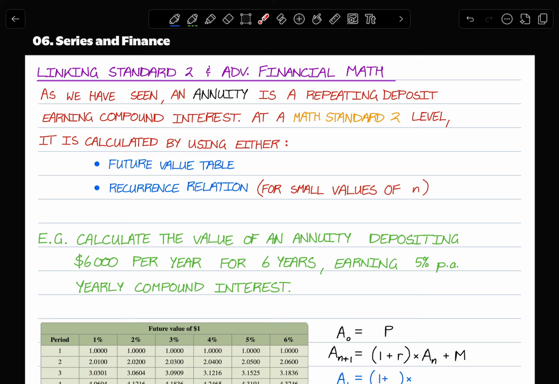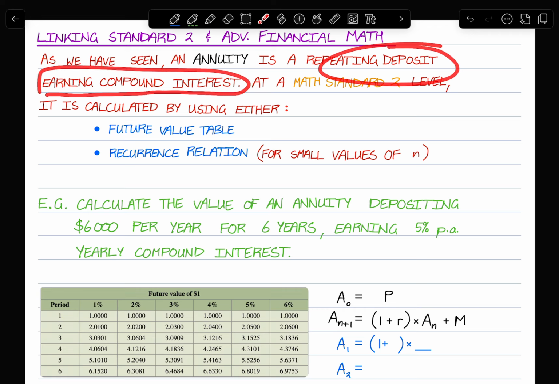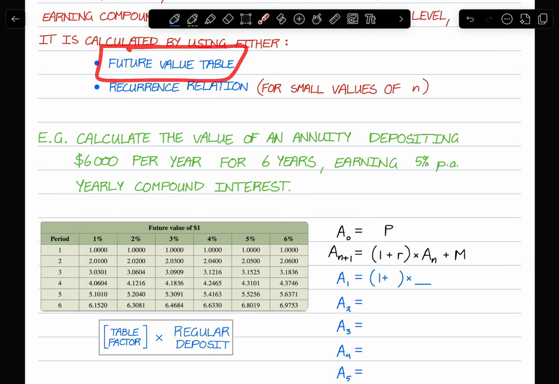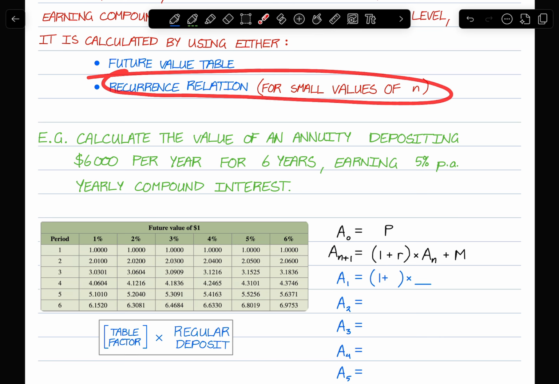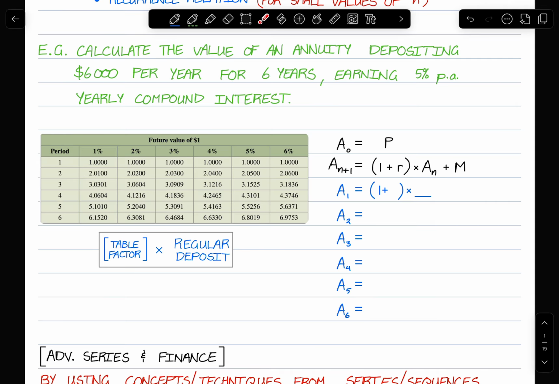Hello class, this is a quick video on linking all the financial math that we've learned to the skills that we are about to learn for advanced financial math. As we've seen, mainly with annuities, this is a repeating deposit earning compound interest. At a Math Standard 2 level, we've calculated this using either a future value table or a recurrence relation for small values of n. Just doing a quick example here using this future value table.